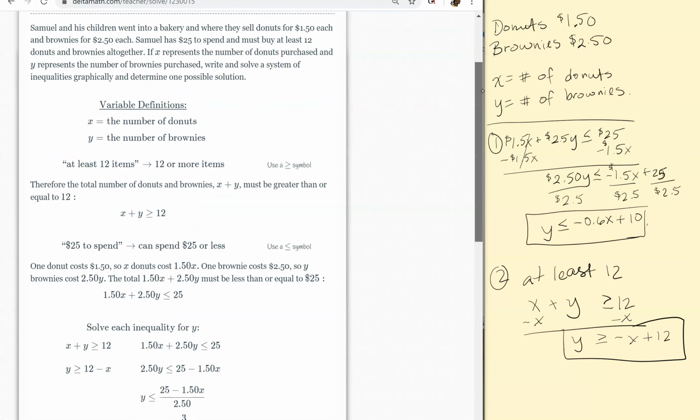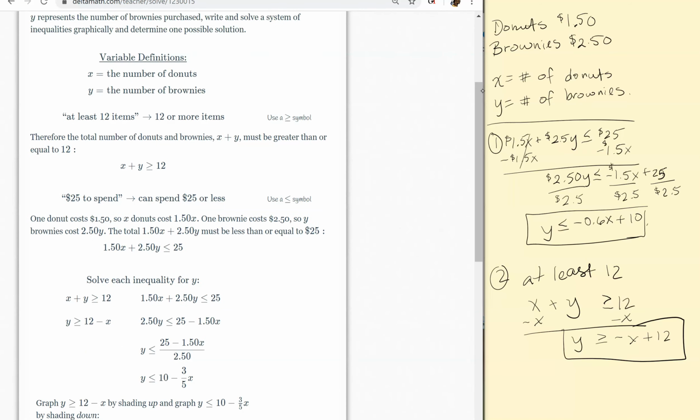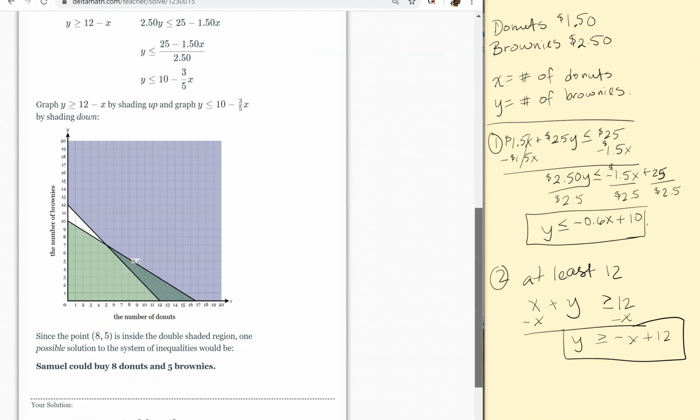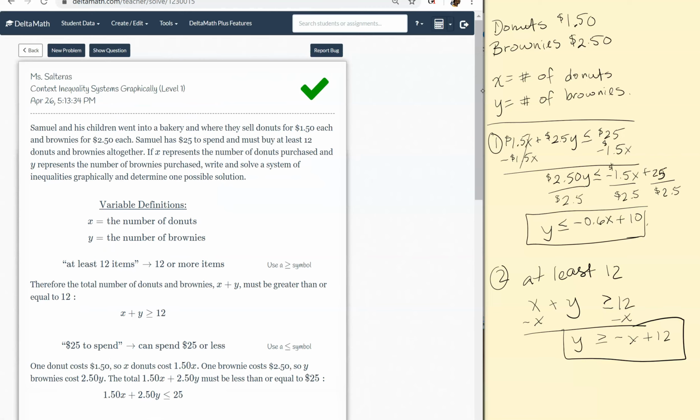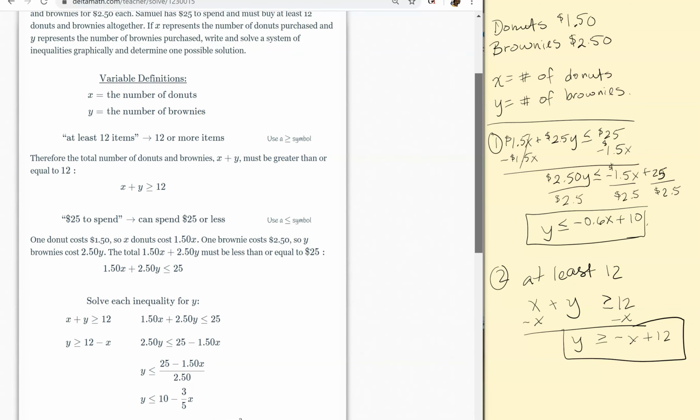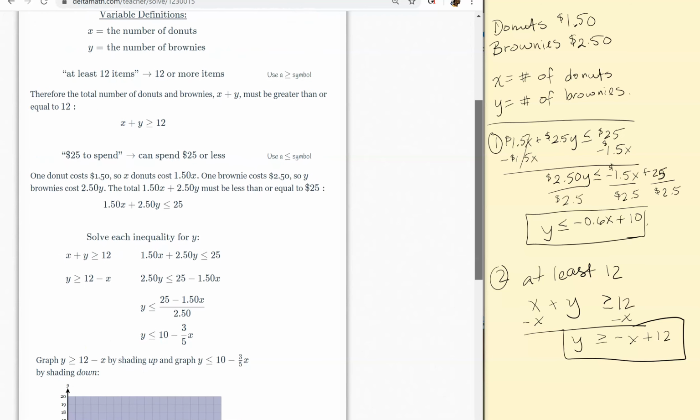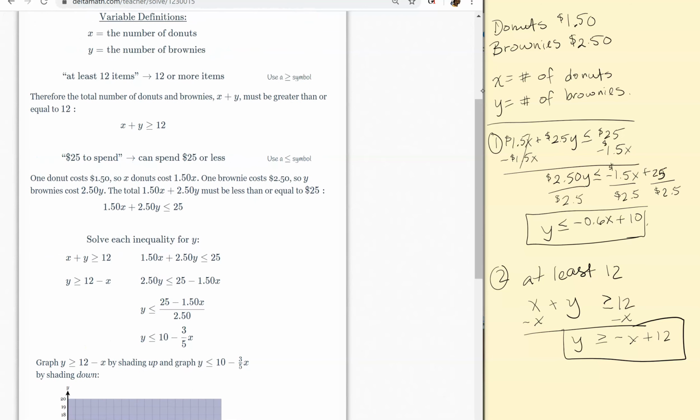Hopefully the second example helped. And again, you can continue to do them. They show you different examples, they show you the solutions, they show you the wording for these questions.